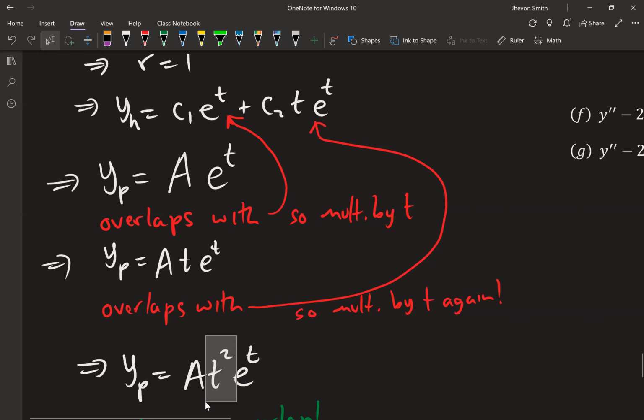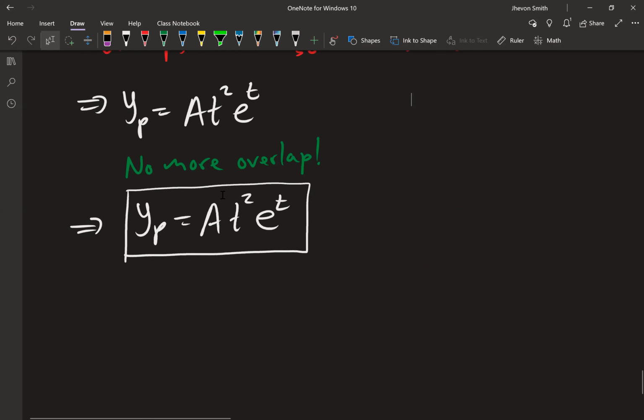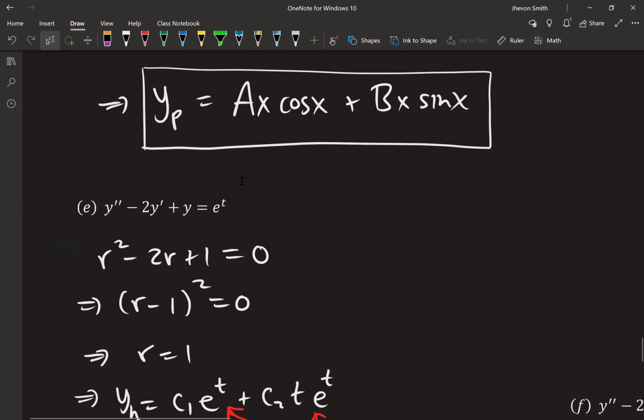So that's what the t to the k meant in the table that I had before. In this case, k is 2. I had to multiply by t twice in order to actually kill all the overlaps. And so here I look, overlap with the first term, multiply by t. Now I overlap with the second term, so I multiply by t again. Now I overlap with none of the terms. So that is the proper guess for yp.